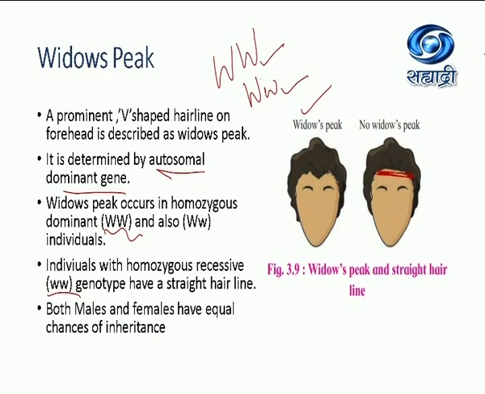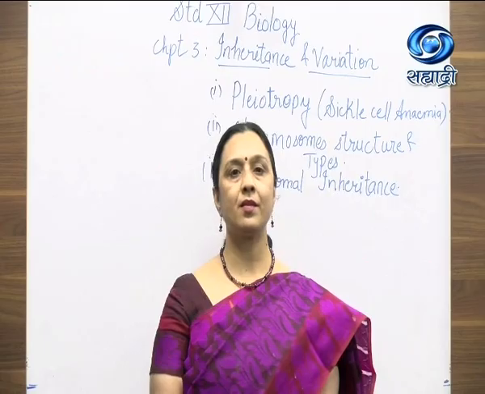So these characters are inherited by autosomes. They are dominant genes. So it is autosomal dominant inheritance. There is one more example, rolling tongue, which I'll teach you in the next lecture. So I hope you understood widow's peak.